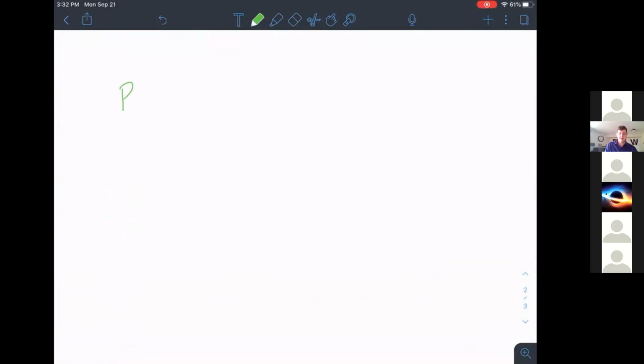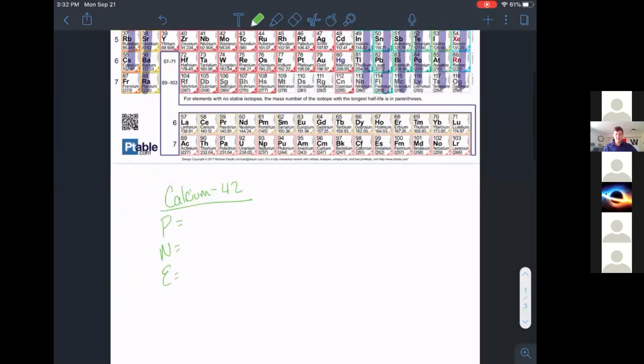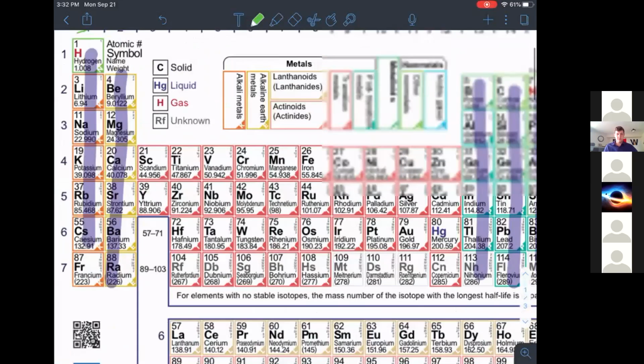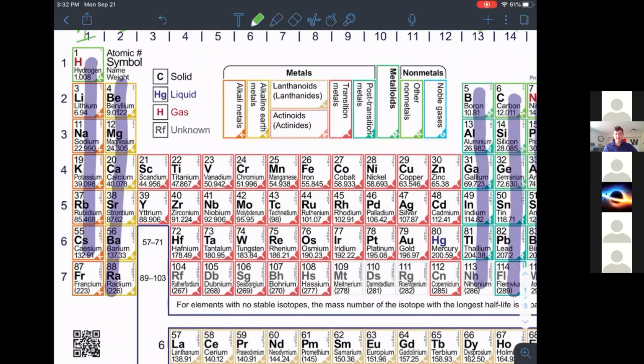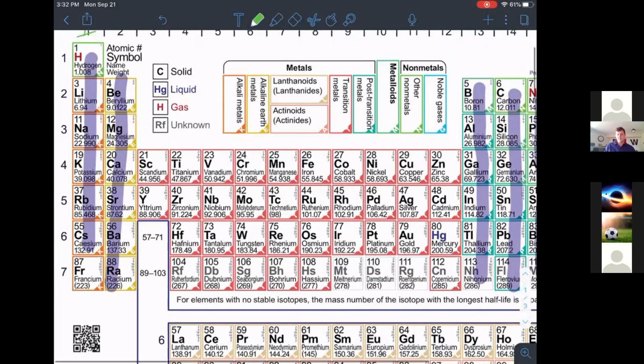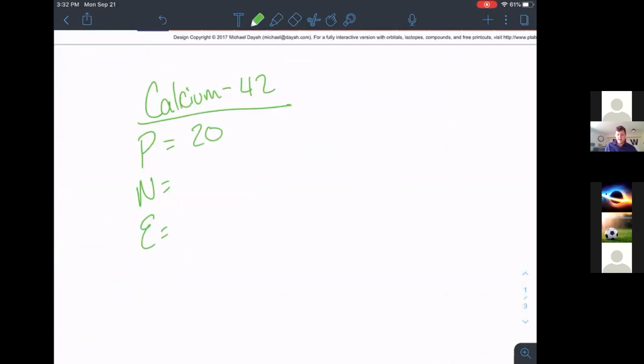I'm going to start with my protons, neutrons, and electrons for calcium. And I just want to start with neutral calcium, number 42. If it's neutral, how many protons did it have? 20. Calcium 42 had how many neutrons?